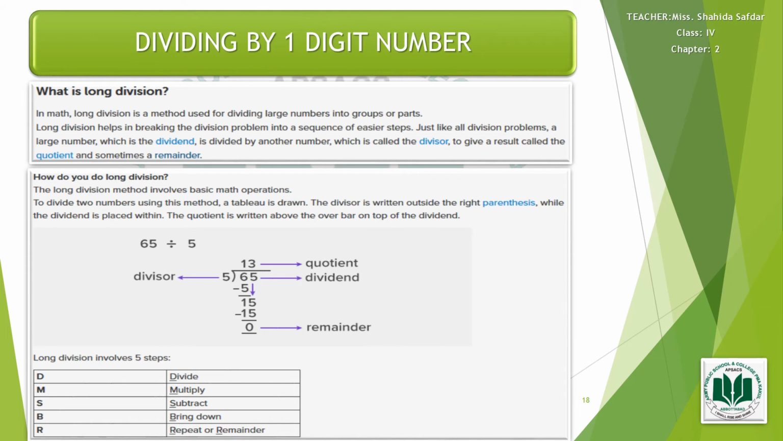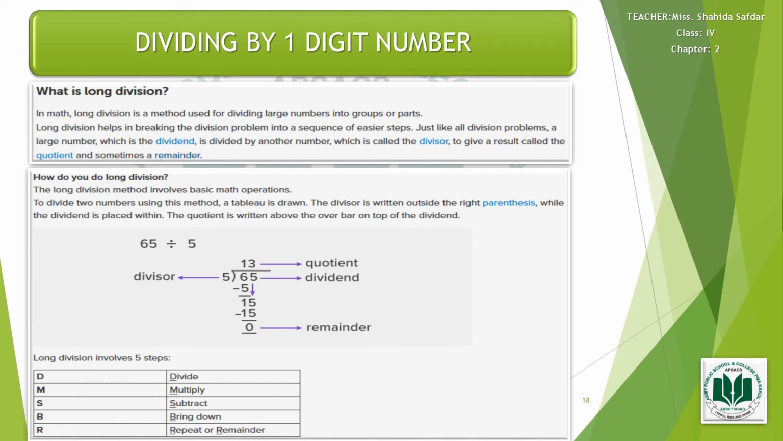Now, what is long division? In maths, long division is a method used for dividing large numbers into groups or parts. Long division helps in breaking the division problem into a sequence of easier steps. Just like all division problems, a large number, which is the dividend, is divided by another number which is called the divisor to give the result called the quotient and sometimes a remainder.